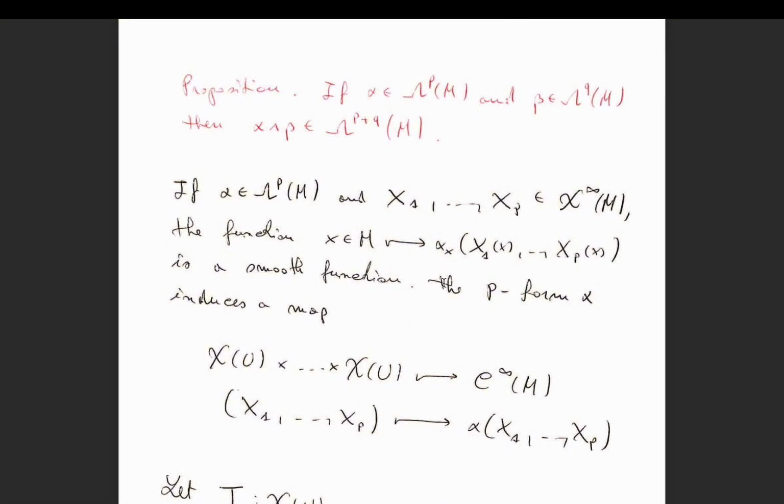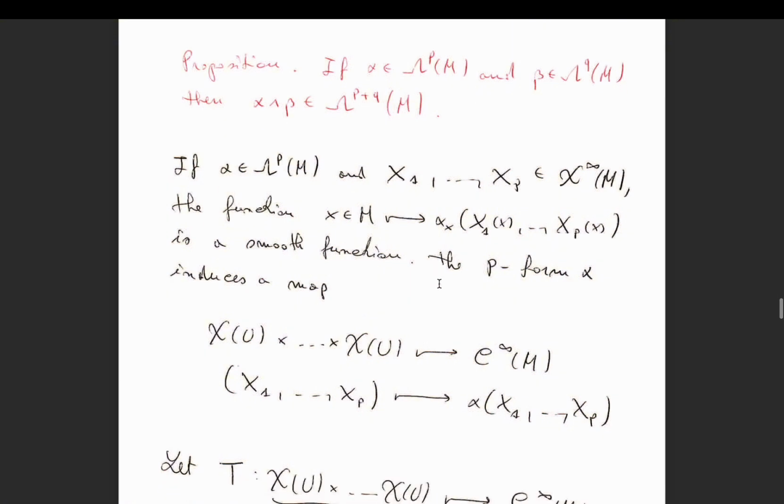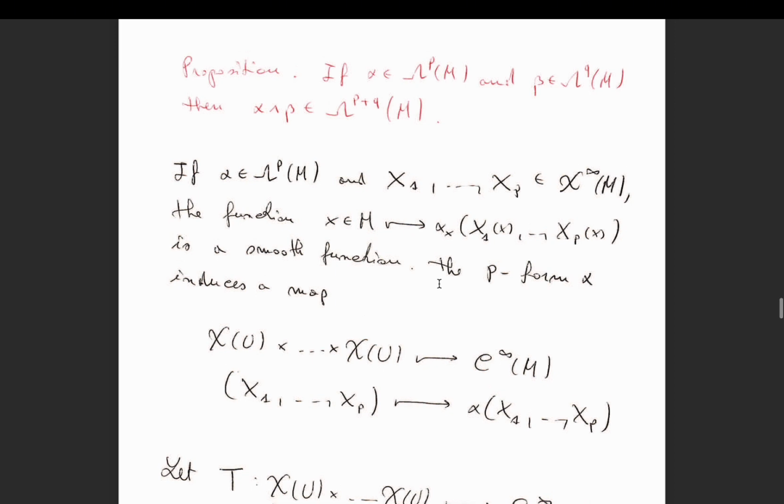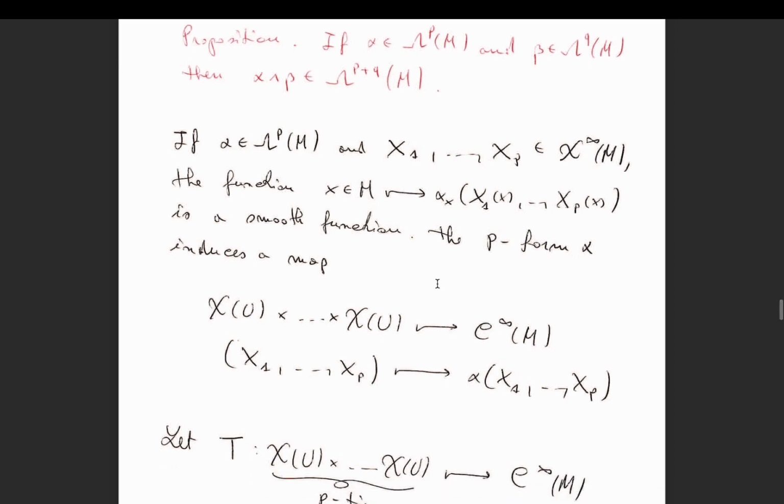This means that any differential p-form will define a map from X(M) times ... times X(M), p times, into C infinity. This is the real valued smooth function defined over M.